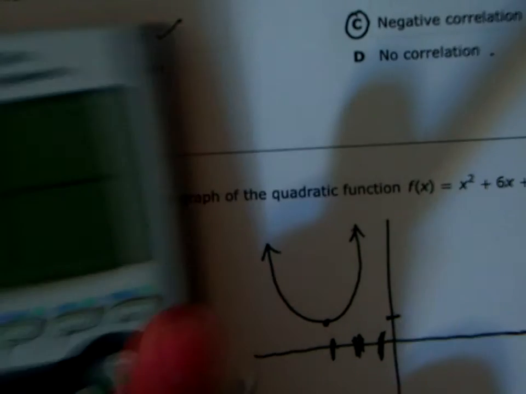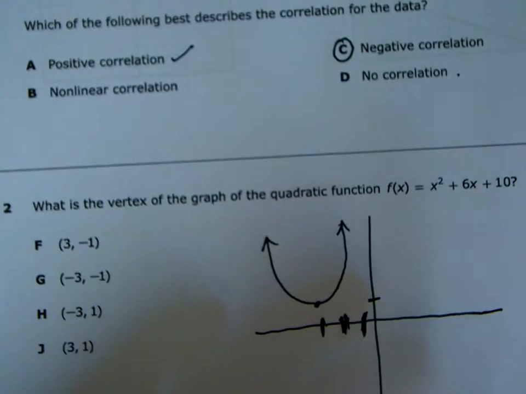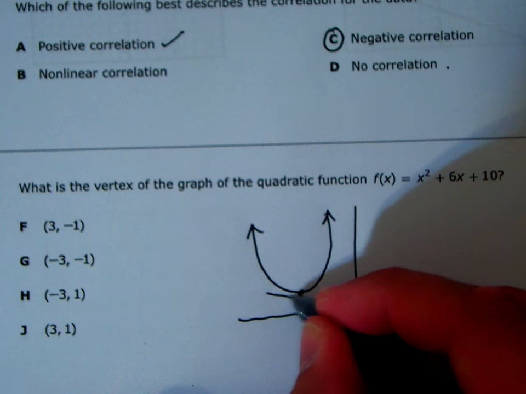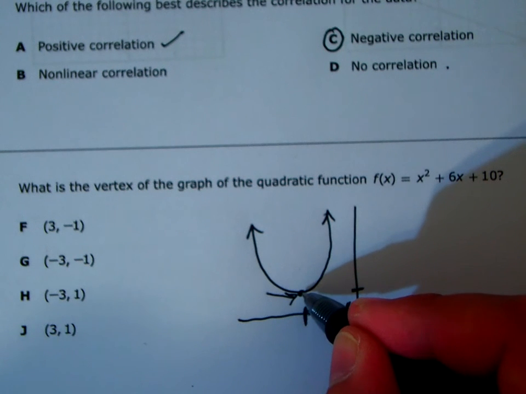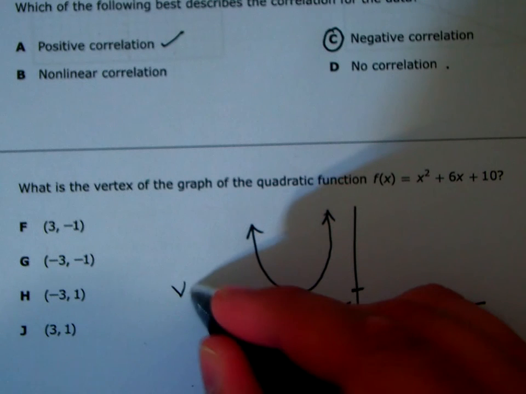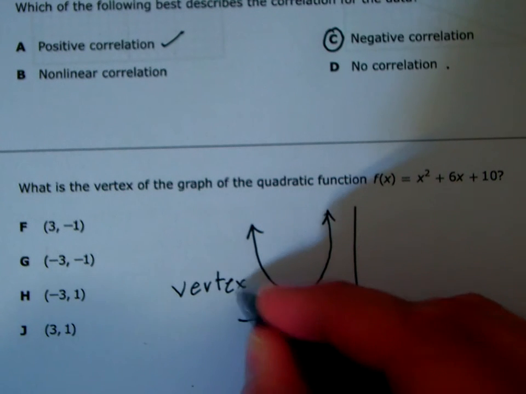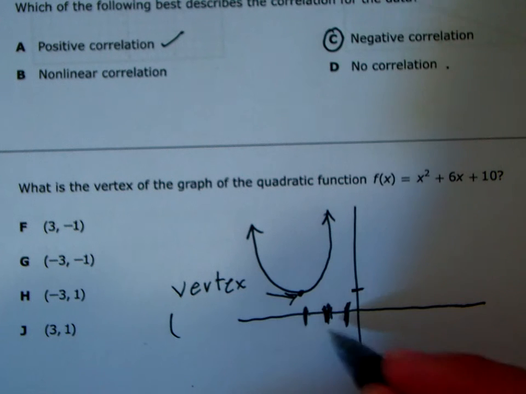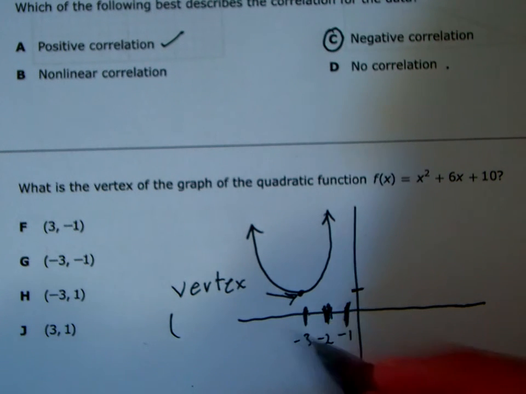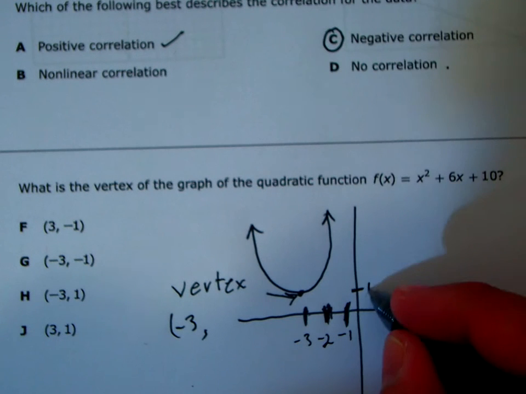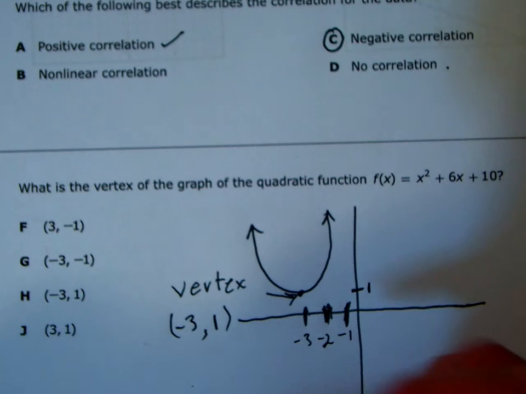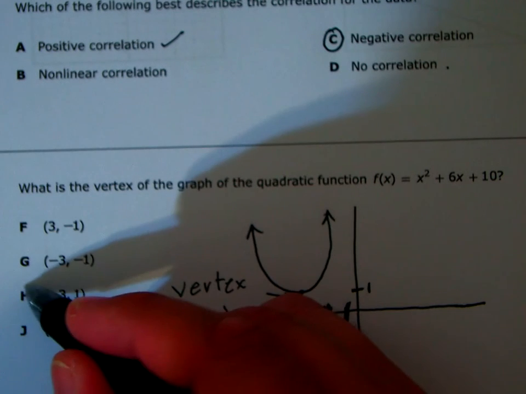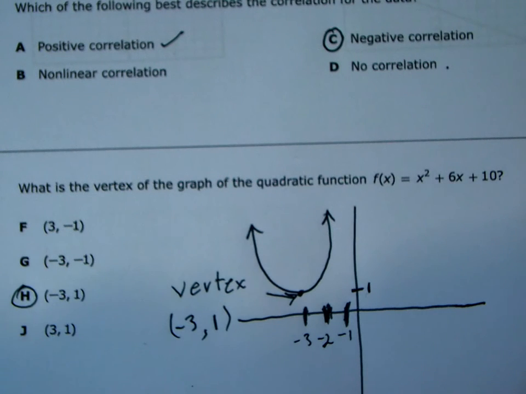In order to read the vertex, that's the vertex right there, the tip of the parabola. It's a minimum. You would read it on the x. It goes negative to the left, so it's negative 1, negative 2, negative 3. So that'll be negative 3. And then we go up how many, y'all? 1. So it'll be negative 3 and up 1. So that'll be h.